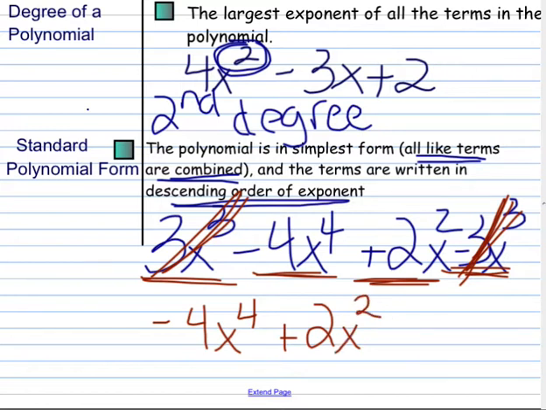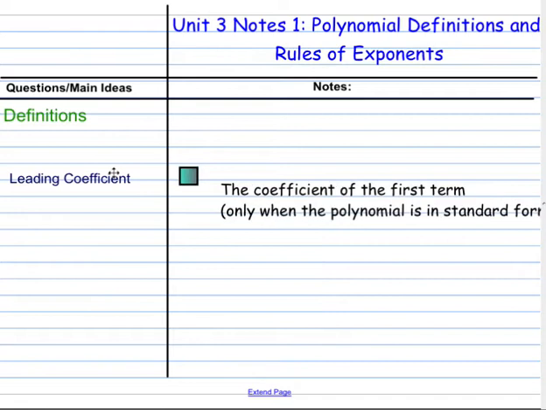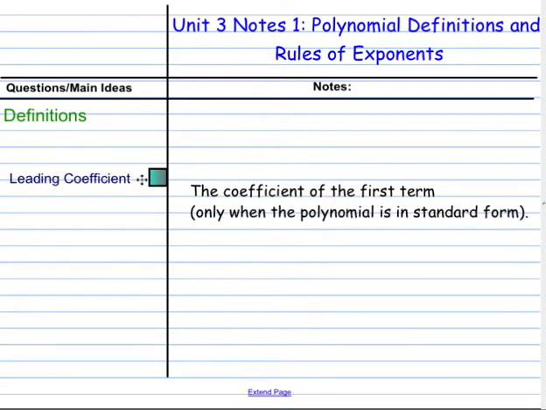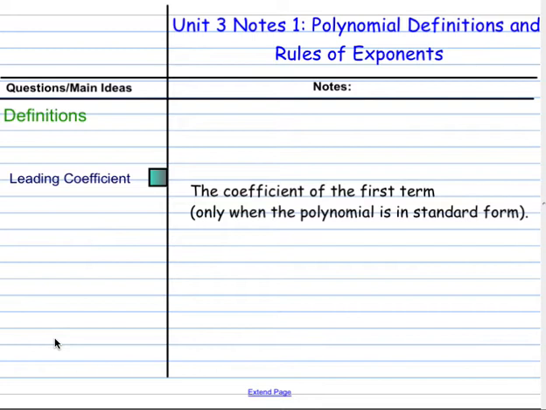Okay, let's take a look at some more vocabulary. So let's take a look at the leading coefficient. So remember we talked about the coefficient being the number factor. Now we want to talk about it in terms of the entire polynomial. So it says that the leading coefficient is the coefficient of the first term, but that's also assuming that the polynomial is in standard form. So let's write a polynomial that's in standard form. So we have 4x squared minus 3x plus 1. That's a polynomial that I just made up. Again, be writing your own example. See if you can take that vocabulary and show me what it looks like.